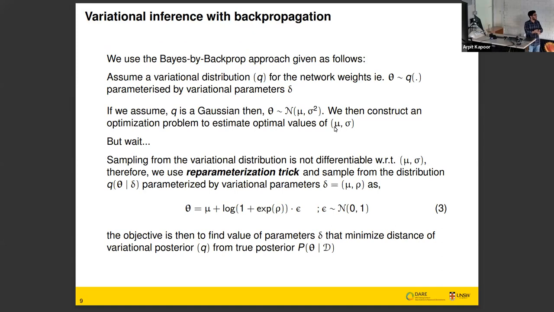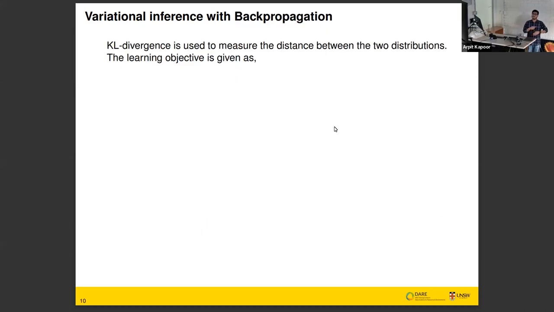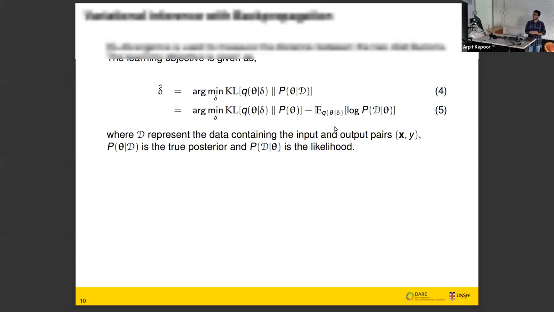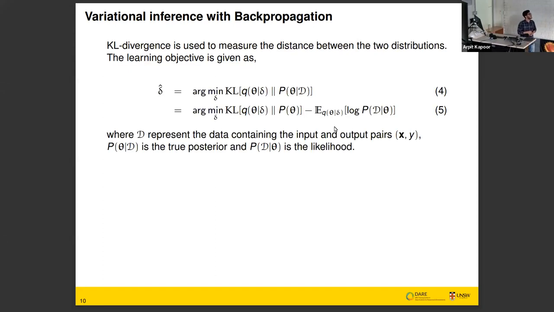Right, so now the objective is to find the best values of our variational parameters mu and rho that minimize the distance between the variational distribution and the true posterior of the parameters. To measure the distance between two distributions, the literature generally refers to KL divergence, a metric to compute the distance between any two distributions. When we write our loss function using the KL divergence, the objective is to minimize the KL divergence between the variational posterior distribution Q and the true posterior of the data, given by P of theta given D. When we expand the KL divergence, we can rewrite this objective function as equation 5, as shown on the screen.